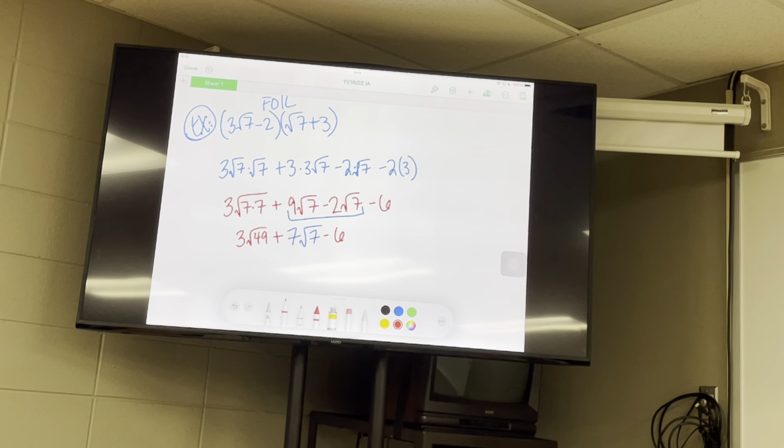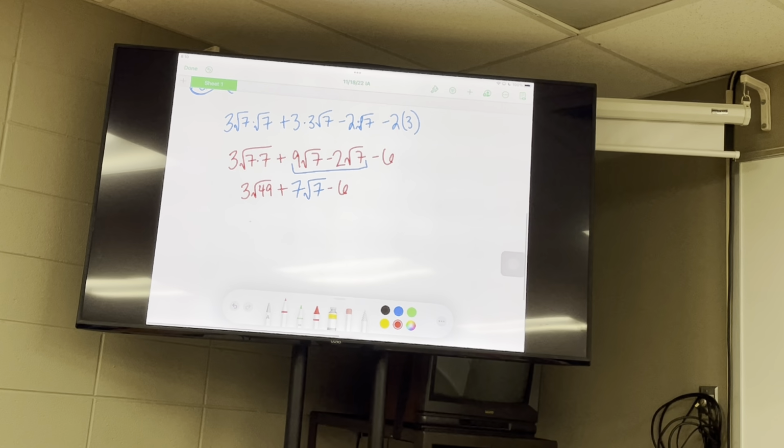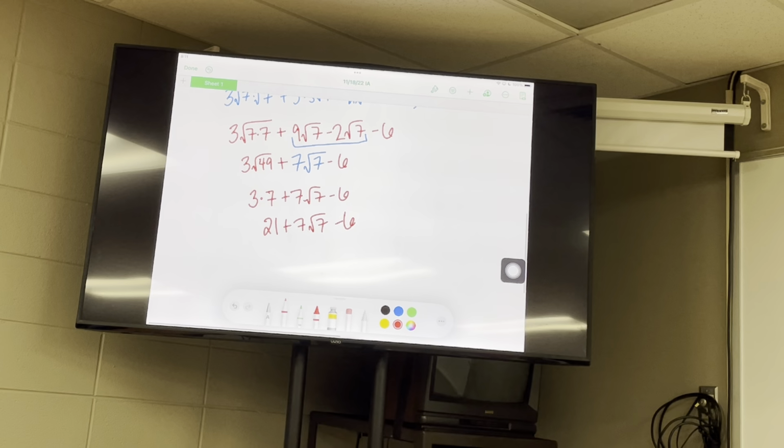3 times the square root of 49. Can you actually evaluate what the square root of 49 is? Seven. Yes, the square root of 49 is 7. So I can evaluate that and just take it out of the radical. So 3 times 7 plus 7 square root of 7 minus 6. So 21 plus 7 square root of 7 minus 6, and I'm showing every step. Now if you wanted to jump from here to 21 minus 6, you could. I'm just making sure everybody knows where all my numbers are coming from.